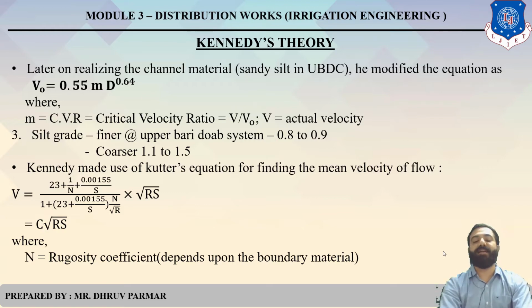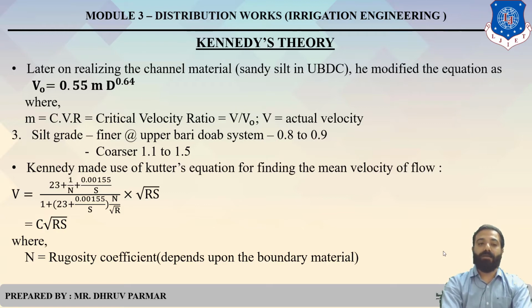Then the third conclusion is that silt grade, meaning silt size, is finer in the Upper Bari Doab system, with a range of 0.8 to 0.5, and for coarser silt 1.1 to 1.5. So there are three conclusions given by Kennedy. Done. And Kennedy used a formula to find the velocity, called Kutter's equation.